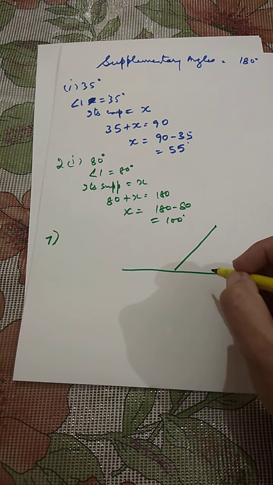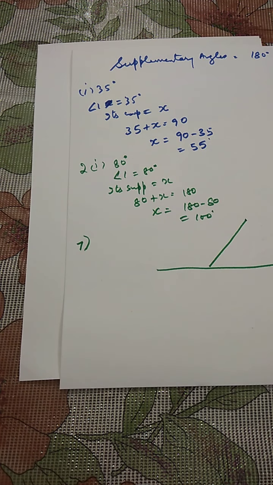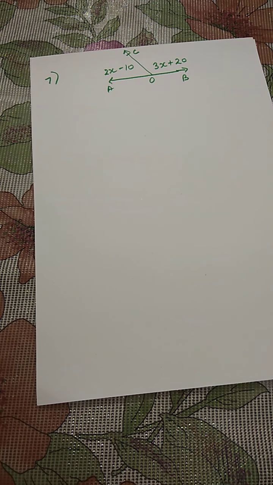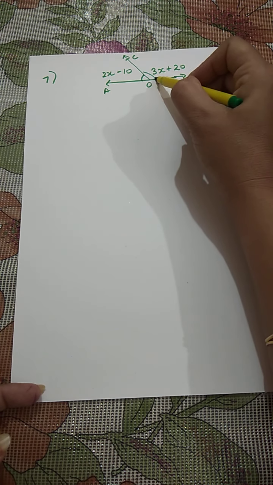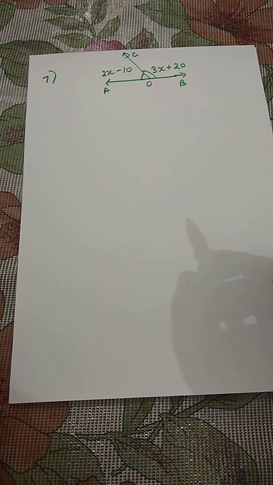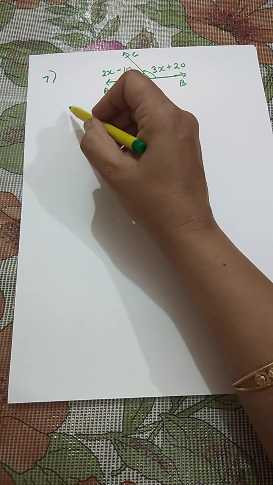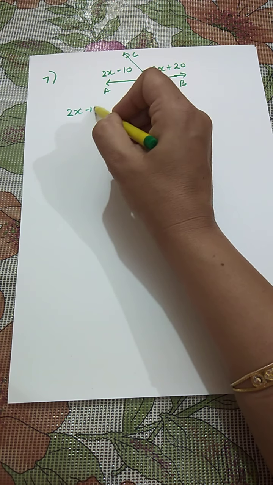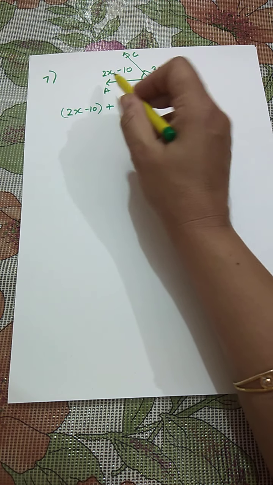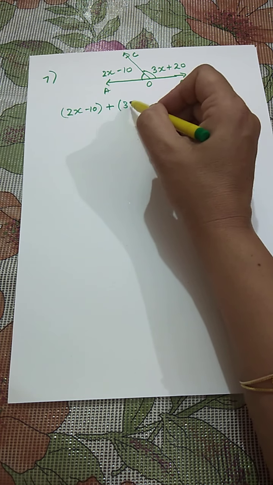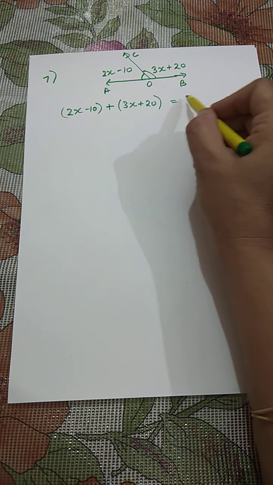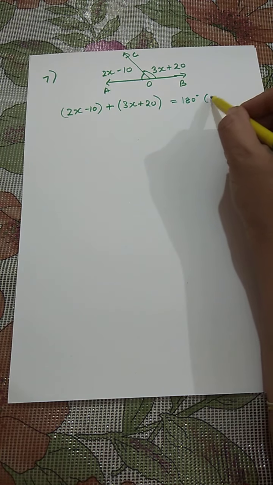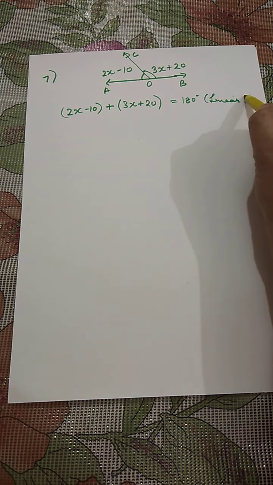This is the figure. Now this is the figure of your question number 7. Over here two angles are given, this and this angle. They have told us to find the value of X and also find the measurement of these angles. First, to solve for X, we are going to form the equation: 2x minus 10 plus 3x plus 20. The sum of these two angles is equal to 180 because it is forming a linear pair.